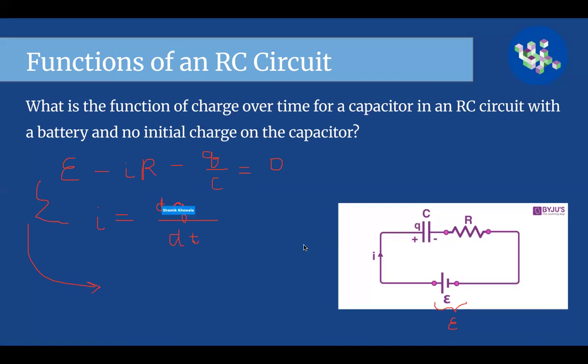We can say that q of t equals epsilon RC times 1 minus e to the negative t over RC. Again, you can use tau equals RC to write it in terms of tau if you find that easier.